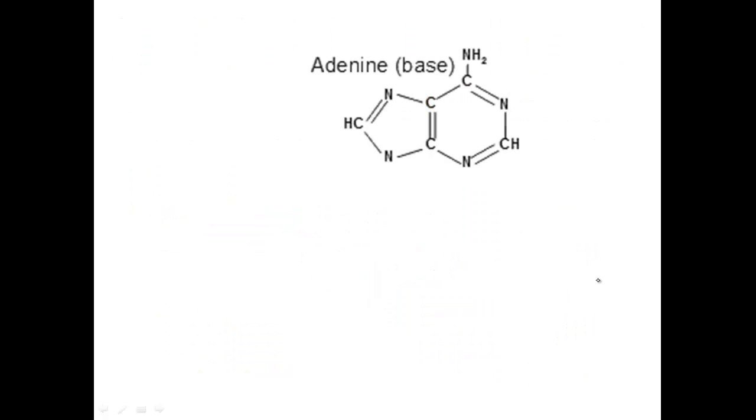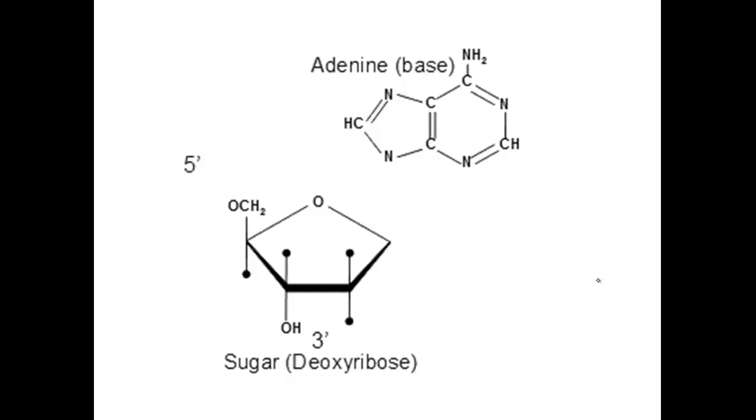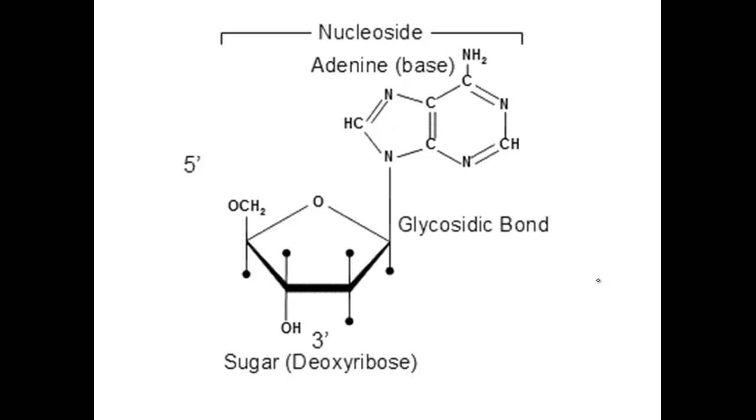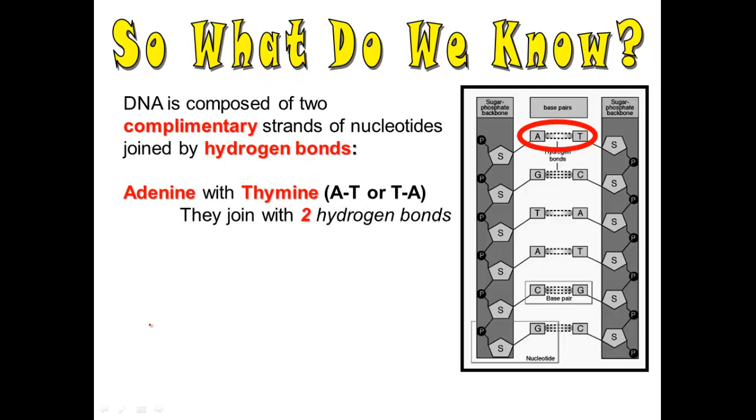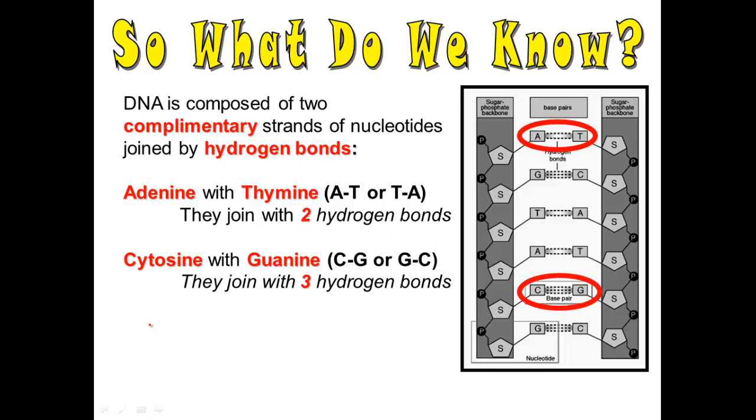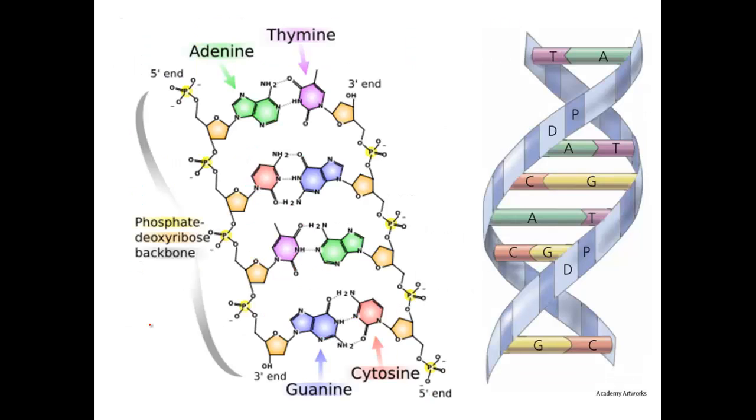So let's take a look at what a nucleotide is made of. You see here, in this case, if this is adenine, it's attached to a pentose sugar and to a phosphate group, and that makes a nucleotide. We also talked in the last screencast about the fact that adenine always bonds with thymine, and they do that with 2 hydrogen bonds, and cytosine bonds with guanine with 3 hydrogen bonds. And they all twist up into a double helix. As you can see here is adenine bonding with thymine. You can see the 2 hydrogen bonds.